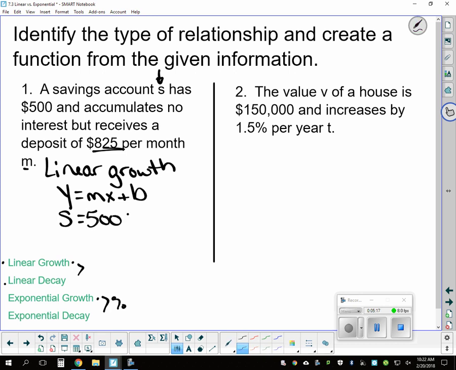It's receiving, so plus $825 per month, so 825 M. Because if I were to have it for 2 months, I'd have to do 825 times 2 plus the 500. Okay, so there is my function. If you want to be even better, you should use function notation. Function notation still uses the same variables, but it says S of M equals 500 plus 825 M. So it just says we're taking it of our dependent variable, which is M.